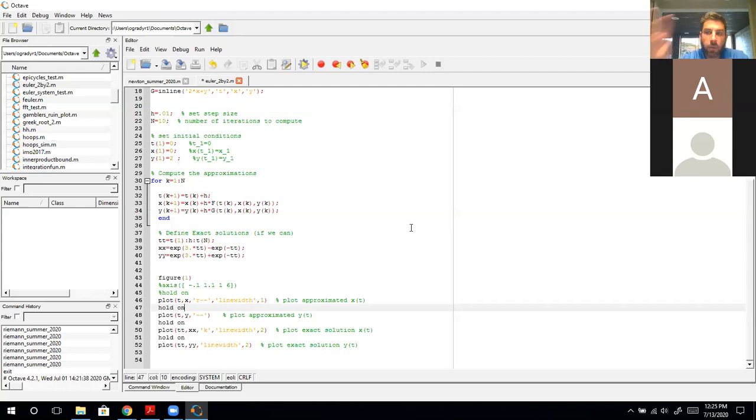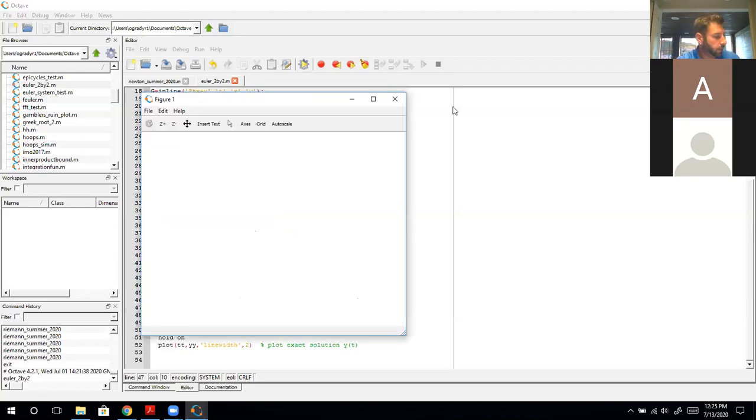And then down below, I'm going to plot 4 things. I'm going to plot my approximated solutions, there's 2 of them, and my exact solutions. And this thing that says hold on just tells you to keep each one of those functions graphed. So watch what happens when I run this. When I run this, I'm going to get a picture. It's going to take a few seconds the first time.